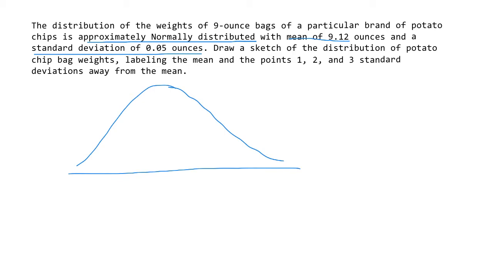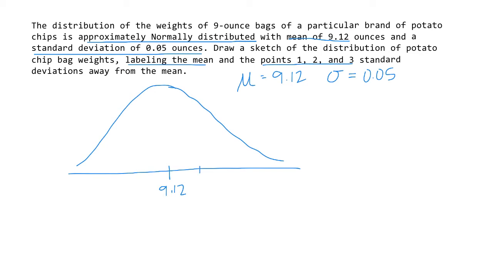The symbol we're going to use for the mean is a Greek letter called mu. It kind of looks like a U, but it has this extra little tail in the front. So the mean, mu, is 9.12. And then sigma, another Greek letter, represents the standard deviation, which is 0.05 ounces. So we want to label the mean. I'm going to put the mean right in the middle, 9.12, and the points 1, 2, and 3 standard deviations away from the mean.